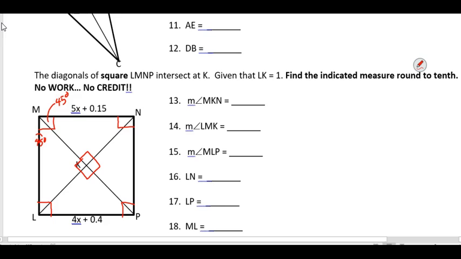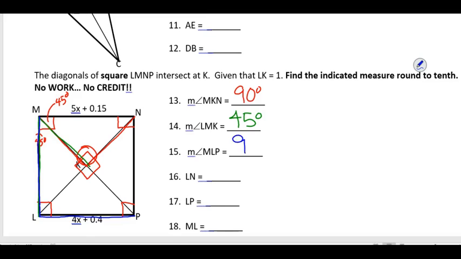So it's asking us for MKN. MKN is this angle right here, so that's 90 degrees. Then it's asking us for LMK. LMK is right here, so that's our 45. And then MLP. MLP is 90.